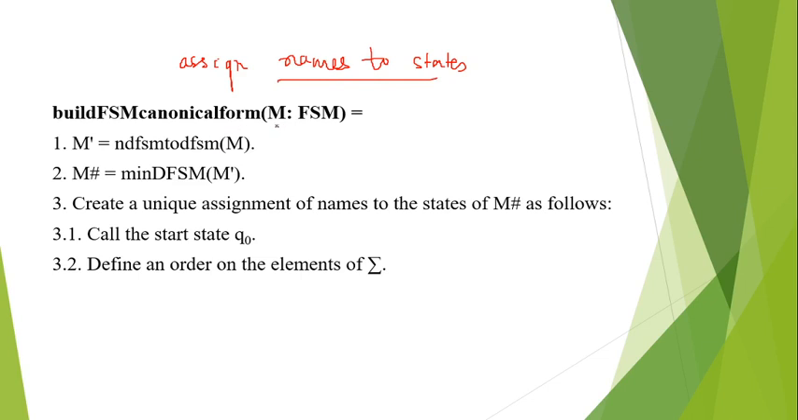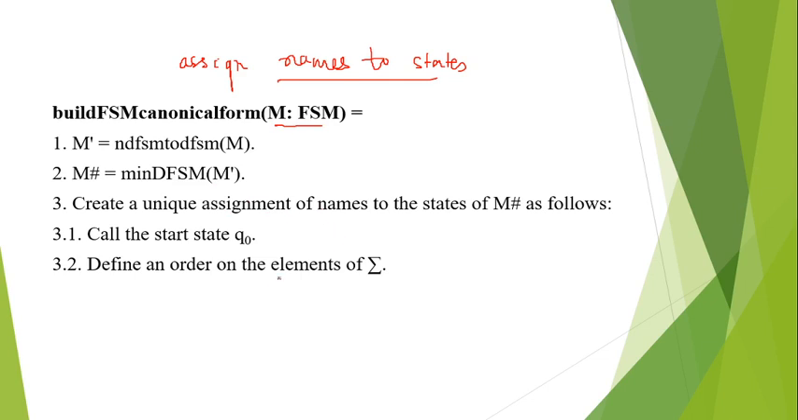Now, what is the input for the function? That is a machine. If the machine is in NDFSM form, convert it to DFSM. Once that is converted to DFSM, minimize the DFSM so that the number of states is reduced. After that, create a unique assignment of names to the states of M hash, all the states that are present in M hash.